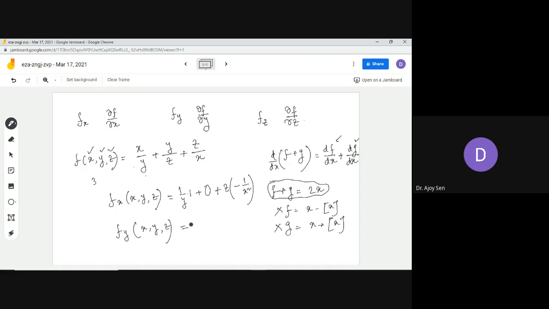Now if I ask you what is fy, so what will be this thing? What is fy? That means you are taking the partial derivative with respect to y, obviously. If you see the symbol y, that means you are doing the partial derivative with respect to y, and all the other independent variables you are treating as constant. That's the fact. So now, what is fy? Can you say?